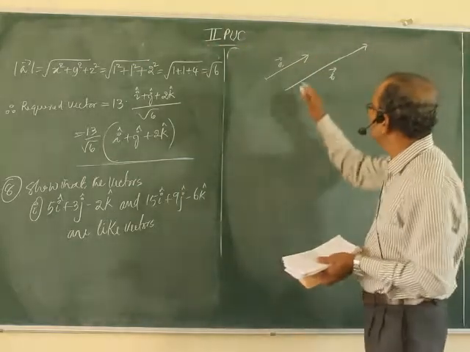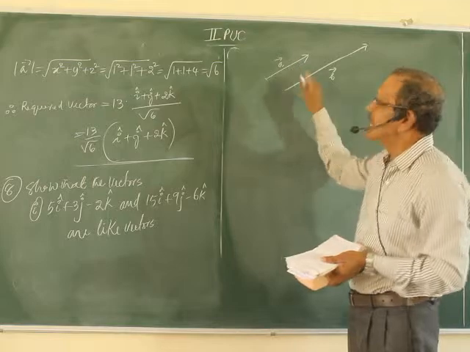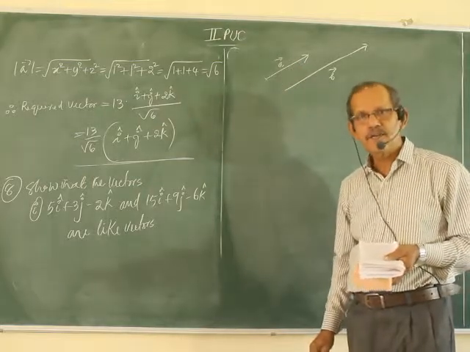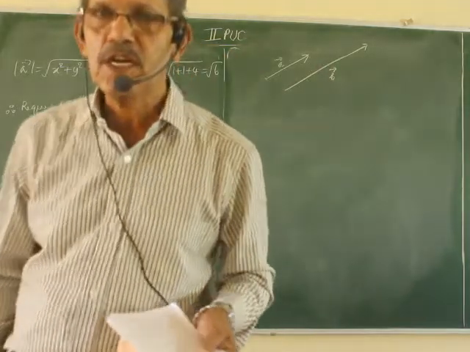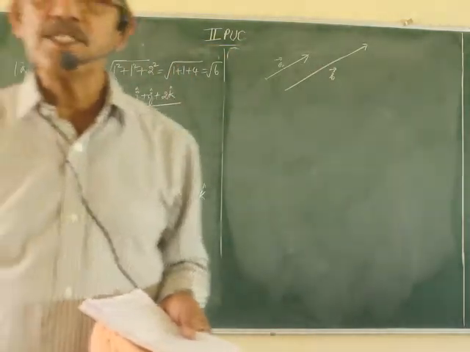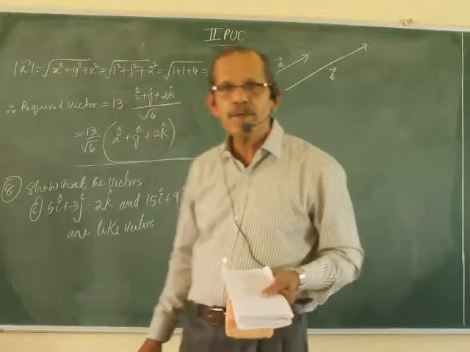Do you remember? If they are parallel, we say that they are collinear vectors. Correct? You have written the types of vector there. They are collinear vectors. How is it collinear? Collinear means it should be on the same line, no?